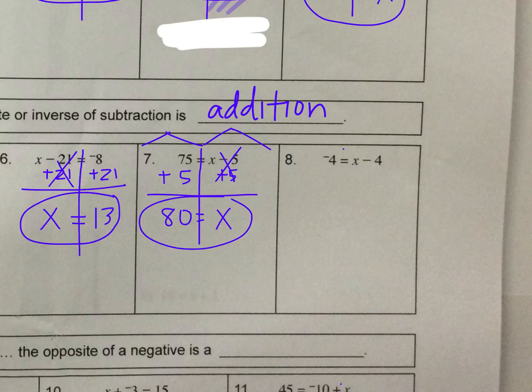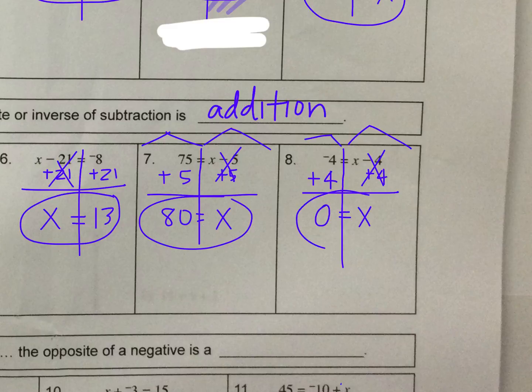All right, number 8, last one. Draw your line. All right, over here I've got this negative 4 that's in this x's house that needs to go away. How do I move a minus 4? I add a plus 4. Negative 4 plus 4 becomes 0. Negative 4 plus 4 on this side also becomes 0. That's okay though. So this x happens to equal 0.